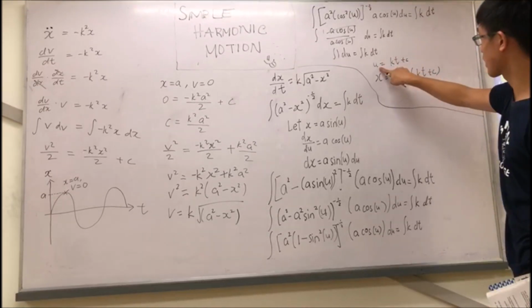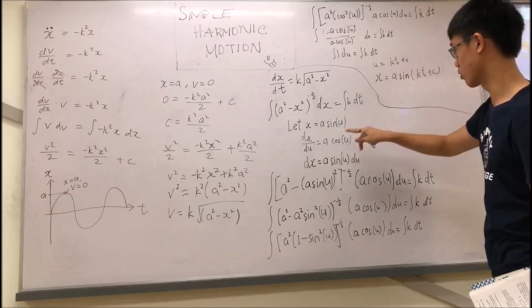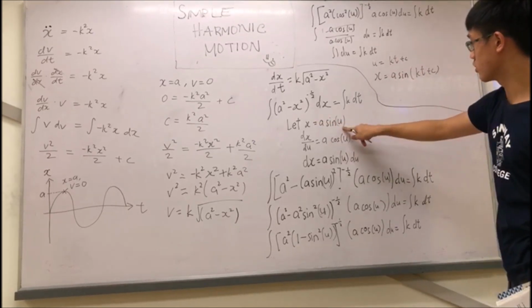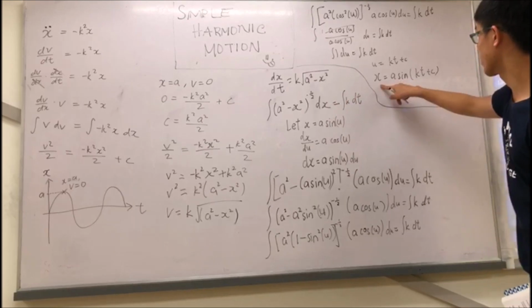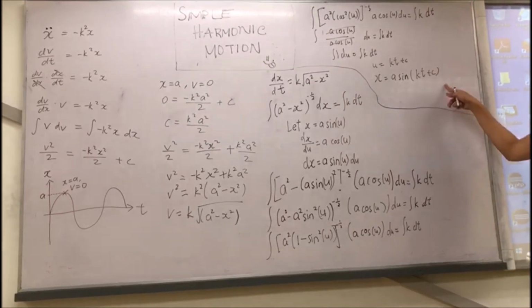Then you can sub u equals kt plus c into here, and you compute that x equals a sine (kt plus c).